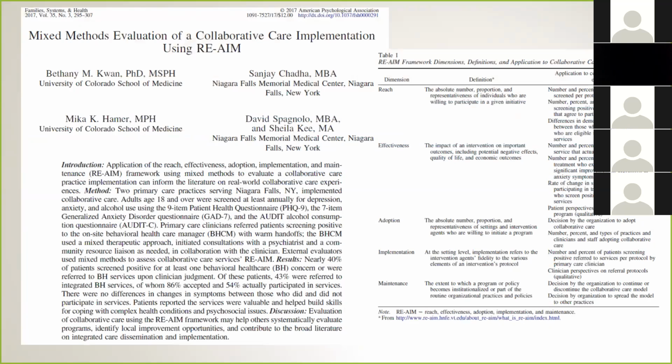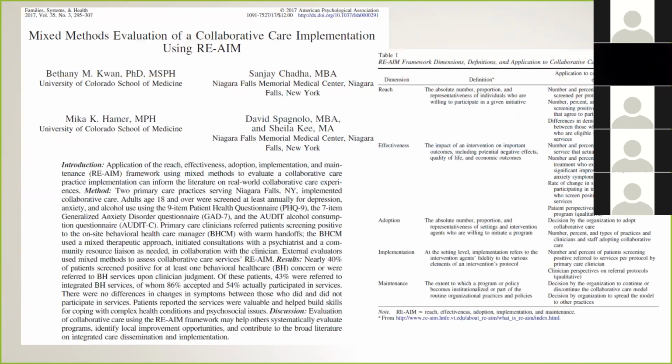And so we used the REAIM framework for evaluating this collaborative care implementation. Who's familiar with REAIM? Russ is very pleased. So of course the key elements of REAIM are reach. So the number of people that you're reaching among your eligible population, who's participating, the effectiveness. Is it actually having an effect on your outcomes that you see in the randomized trials, are you seeing it in clinical practice?